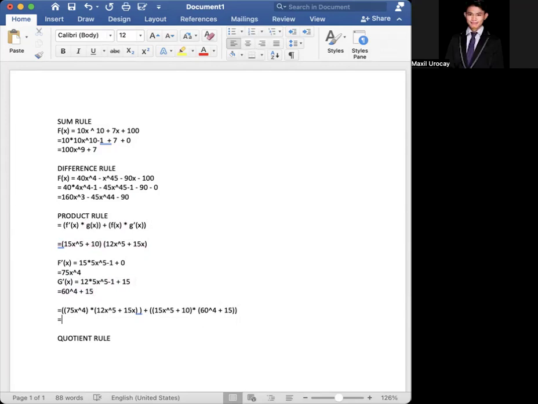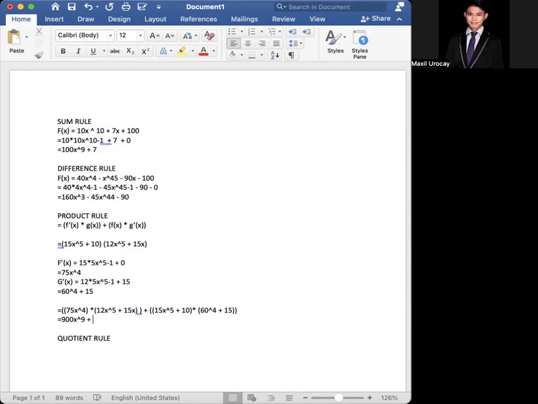So 75x to the power of 4 times 12x to the power of 5, it will become 75 times 12, it will become 900x. So 4 plus 5 equals to the power of 9. Like that. So first, 75x to the power of 4, you have to also multiply that into the 15x. Since this is just one term, it is the distributive property as always.